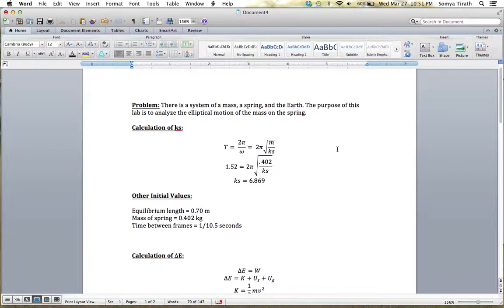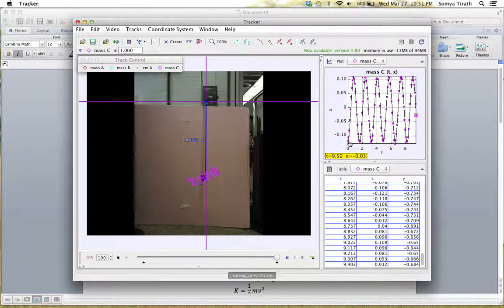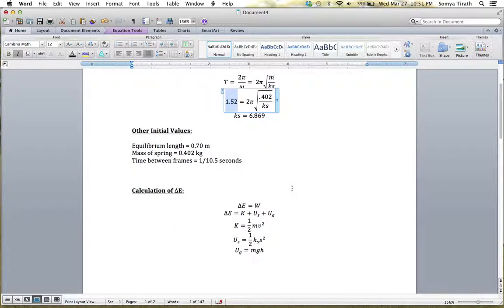So the first step to model this in Python was to calculate the Ks, the spring constant. We know that the period is equal to 2 pi times the square root of m over Ks. So plugging in the values that we know, we find that Ks is equal to 6.869. The way that we knew that the period was equal to 1.52 was to look at the graph produced on Tracker and look at the amount of time it took for one cycle to be completed. So basically, the amount of time it took from this point to this point, and it was found to be 1.52. So after plugging in those numbers, we got the Ks value.